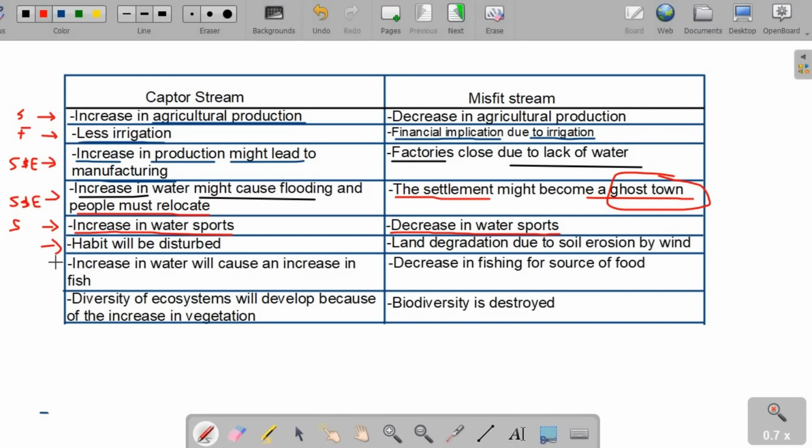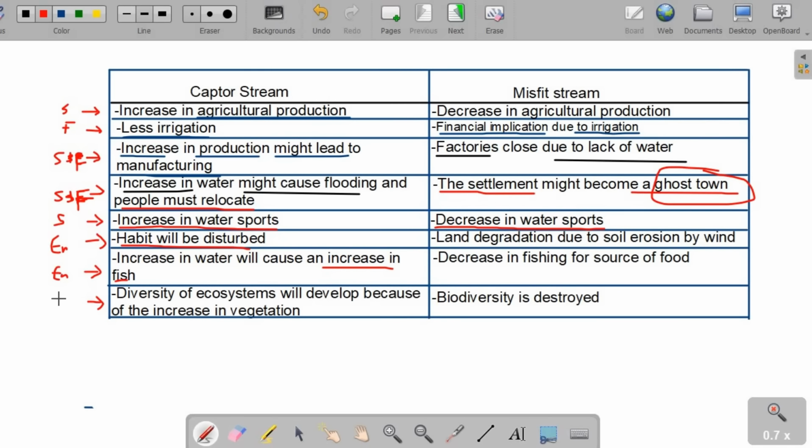The habitat will be destroyed, okay? Will be disturbed because of the flooding, right? So of course this is an environmental impact, and so this should have been F right over there. Increase in water will cause an increase in fish, okay? So this is an environmental. This is also a social impact, because people will indeed benefit from that. There's going to be a diversity of ecosystems, webs of populations, and so there's going to be a lot of them because now water is there, and the vegetation will increase, plants will thrive, and you will have therefore a lot of animals that are invited there.